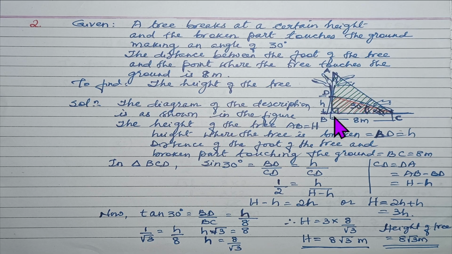But we have to find capital H. Capital H is equal to 3 times h. Therefore H is 3 times 8 by root 3, that is, by rationalization, we get H is equal to 8 root 3 meters. So the height of the tree AB is equal to 8 root 3 meters.